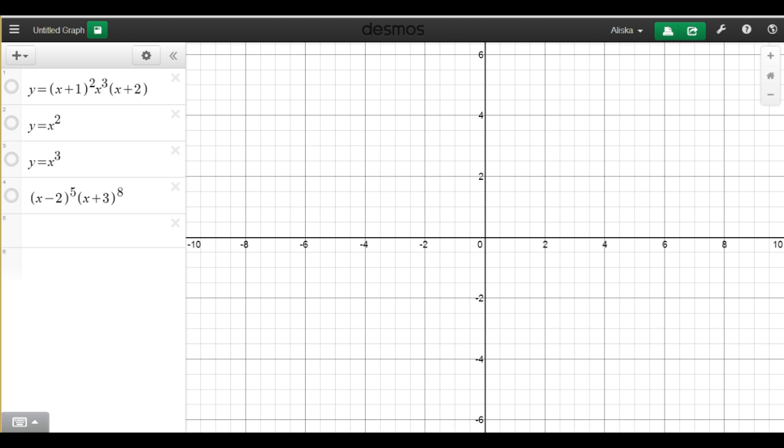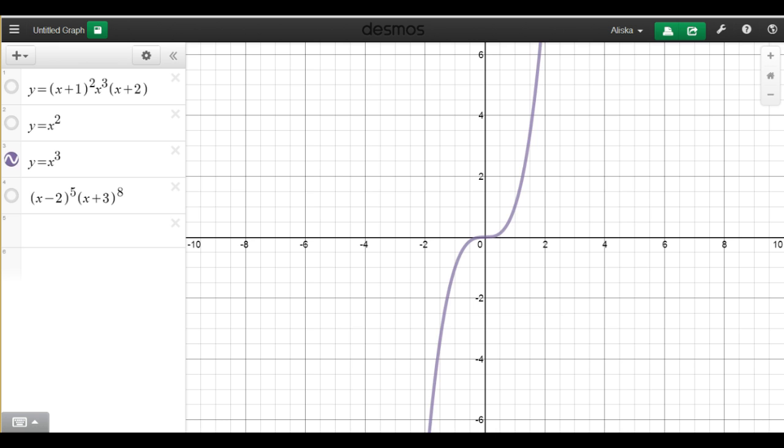Now, if instead our graph was y = x^3, then we still have a root at 0, but now we're passing through it. That's because our multiplicity is now 3. 3 is odd, so we pass through the axis. And 2 is even. That's why we only touched it.